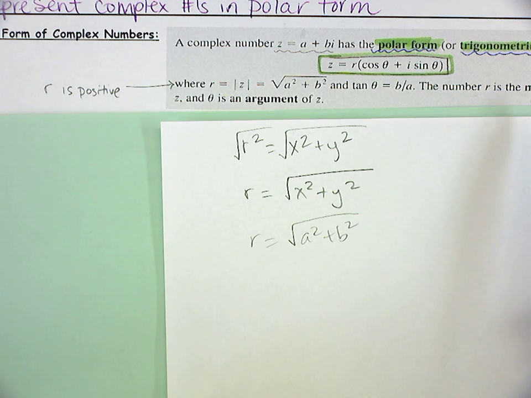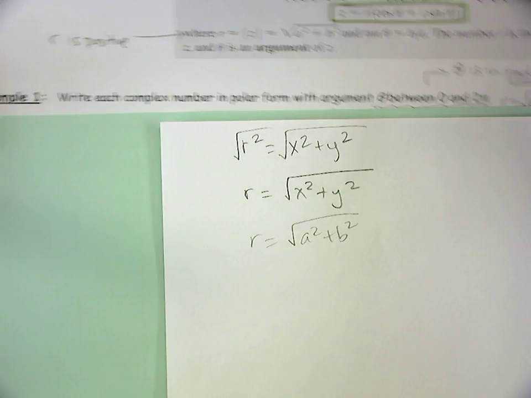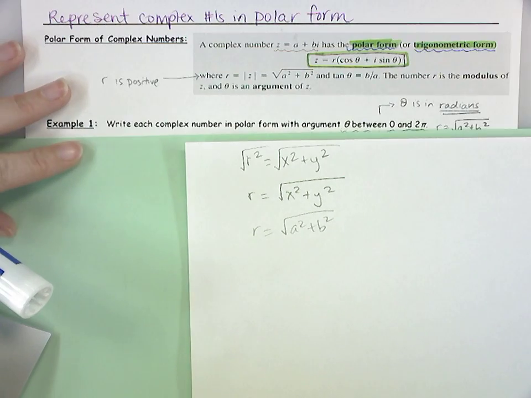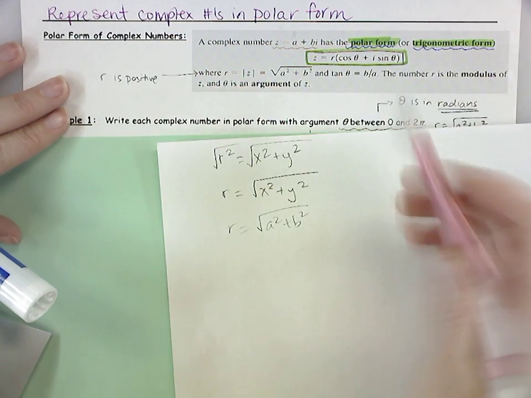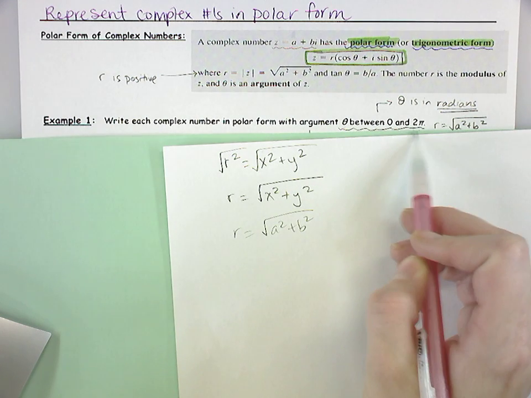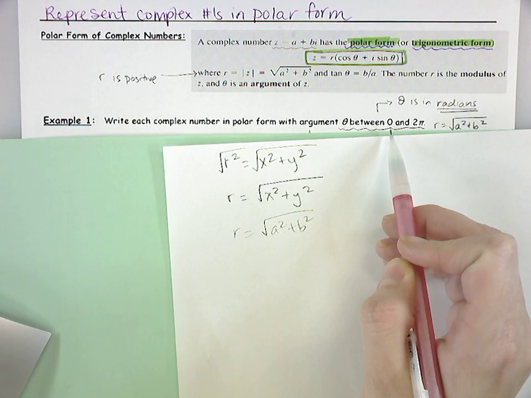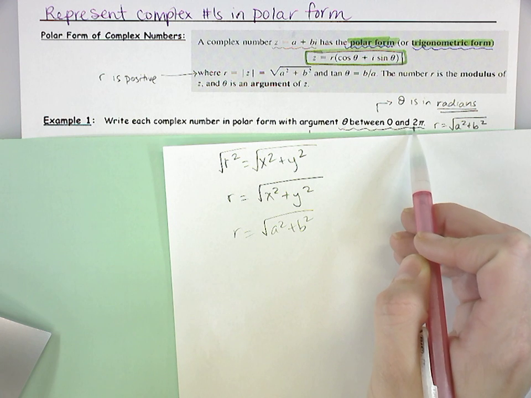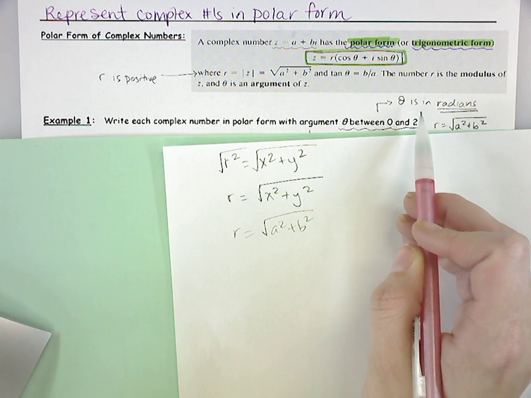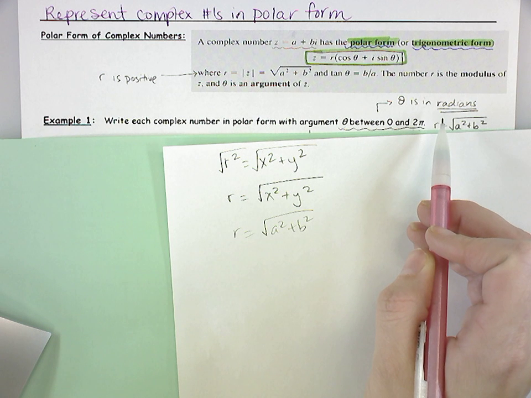Now, sometimes we'll refer to the number r as the modulus and theta as the argument. If you look at example 1, it says write each complex number in polar form with an argument theta. So that's how you'll see the vocabulary used. And the argument theta has to be between 0 and 2 pi. So I want you to notice if they tell you theta is between 0 and 2 pi, that means that our theta value has to be in what? Has to be in radians.